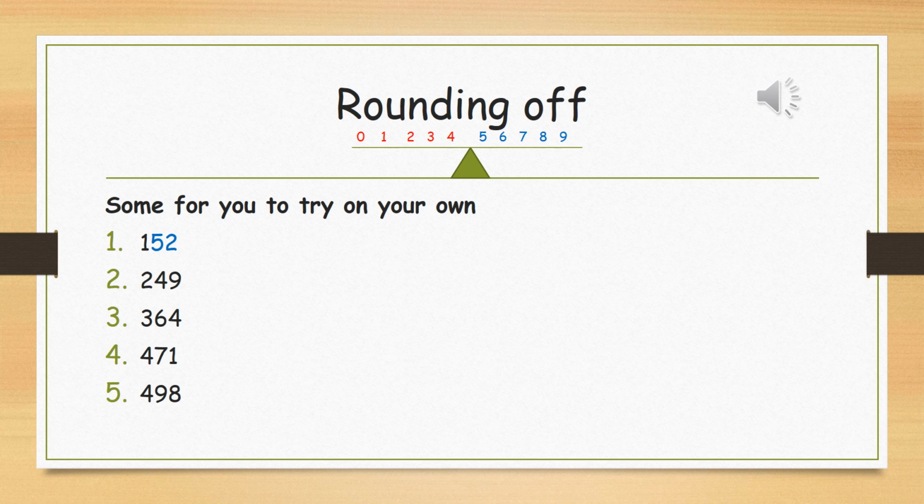So your first number, 152, 249, 364, 471, and the tricky one at the end, 498. Remember, when you're rounding off your numbers, your last number, your unit, always has to be a 0.